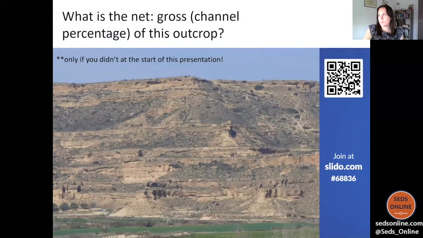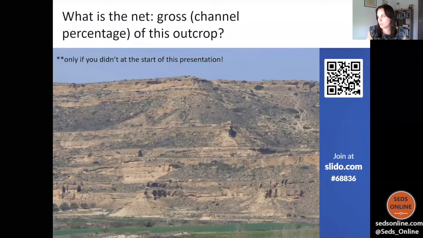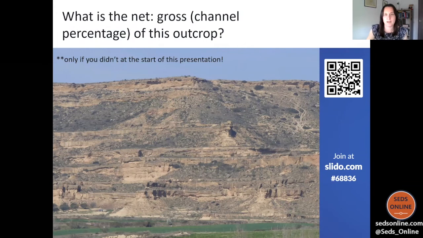So just going back to this poll, I'm going to have a look. In the last minute or so, if anyone wants to have another quick stab at that, please do. Just go to slido.com, meeting code 68836. The reason I was quite interested in this is to understand different people's perceptions. This is an outcrop that we have quantified, so I was interested to see what the variability was in terms of what people perceived net growth to be. I'm going to switch over to the results now.